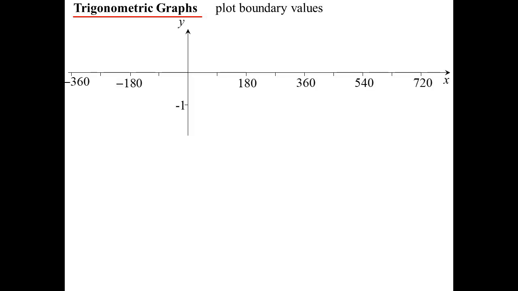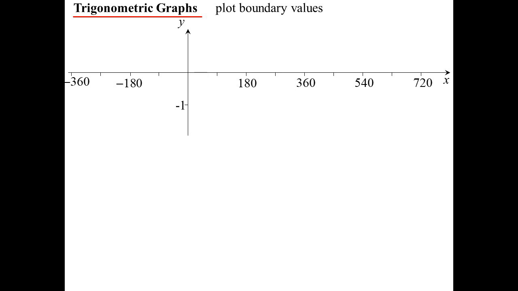So let's draw up an axis here. I'm going to draw the sine curve. I know it goes between 1 and -1, so I've plotted that on the y value. I'll now plot in all of those boundary values, so every 90 degrees. I might have got a bit carried away. I've gone all the way to 720 and back to -360 as well.